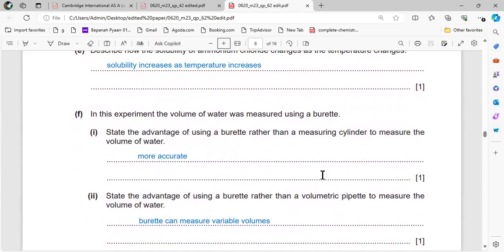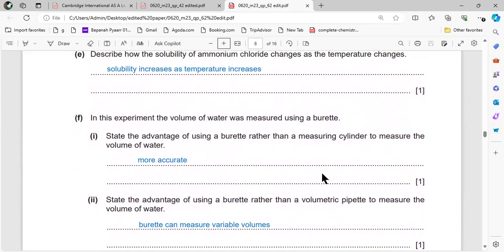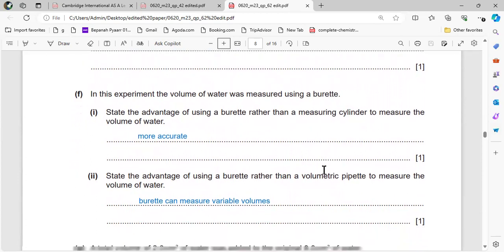State the advantage of using a burette rather than a measuring cylinder to measure the volume of water. So always, using a burette over a measuring cylinder or a pipette is more accurate. So that is the same answer. Mostly this question is asked in many of the ATP papers.